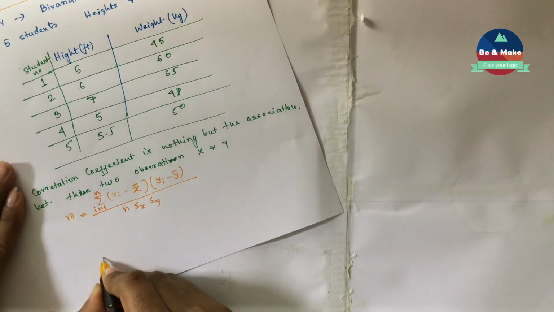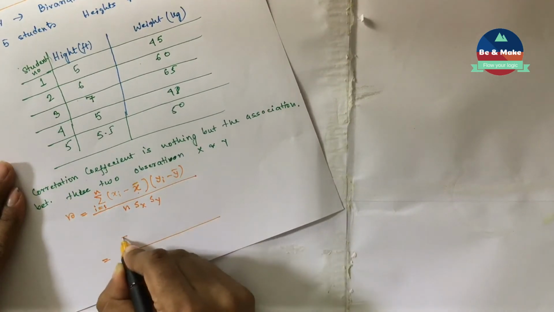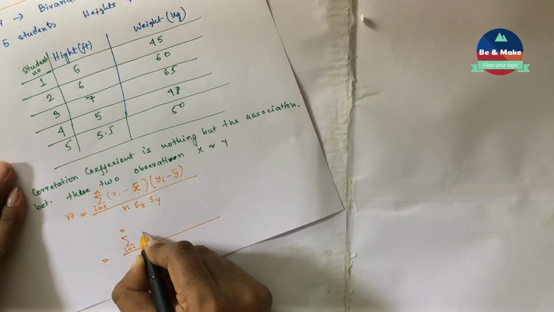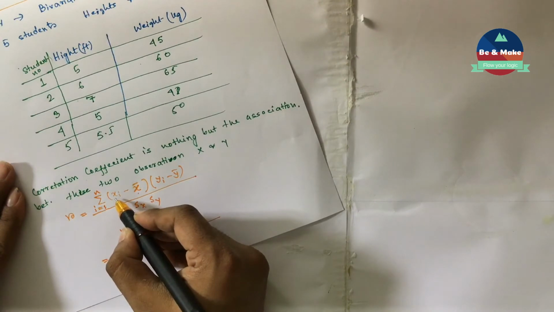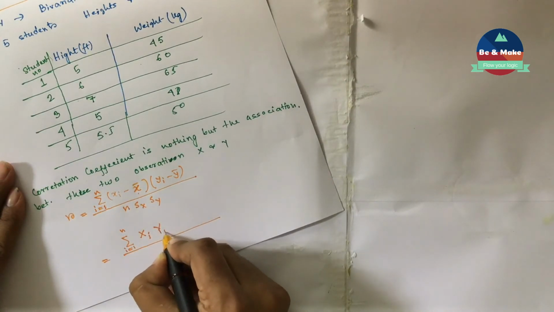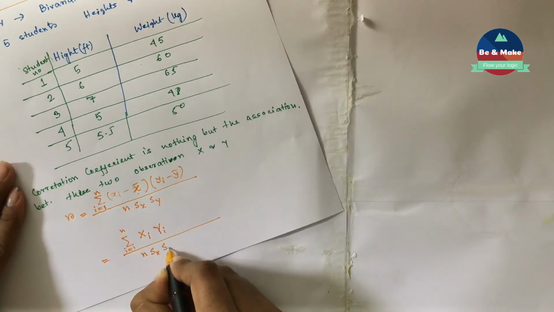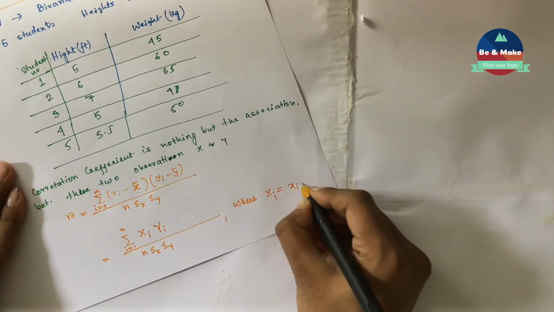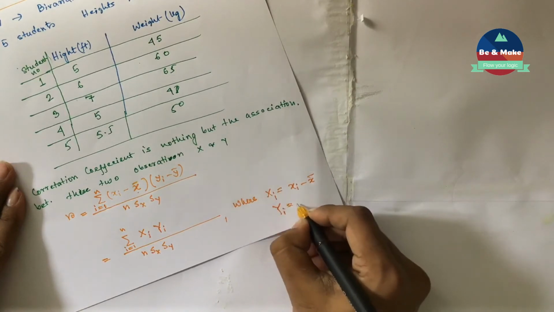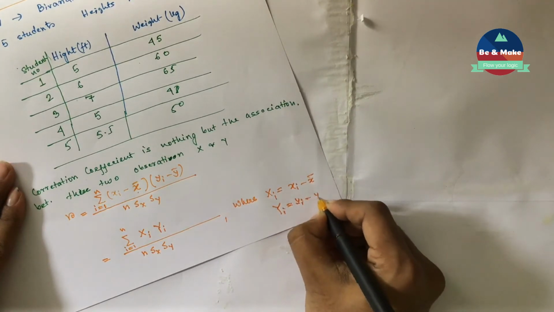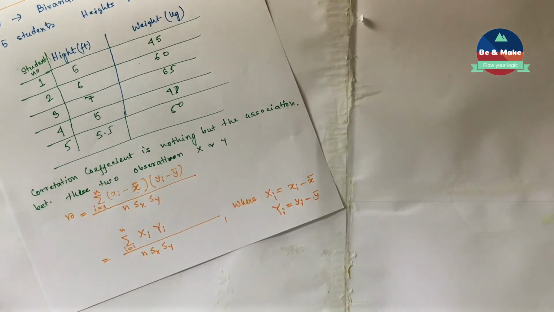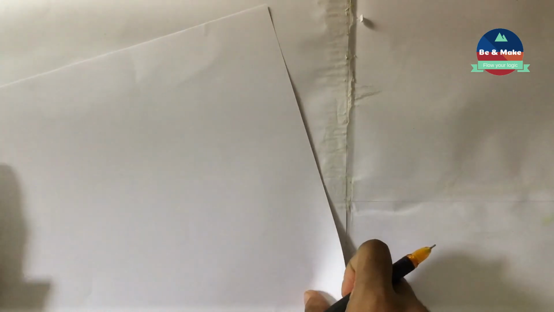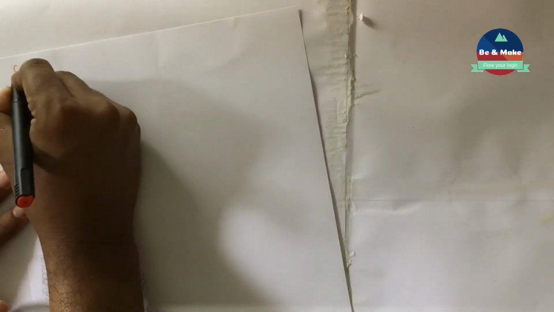Okay, one can write this as the sum over i equals 1 to n of capital Xi, nothing but... Remember, this one is small xi, this one is capital Xi, times capital Yi, divided by n sx sy, where capital Xi is nothing but xi minus x bar, and capital Yi is nothing but yi minus y bar. So this is r. Okay, now this is our conclusion.